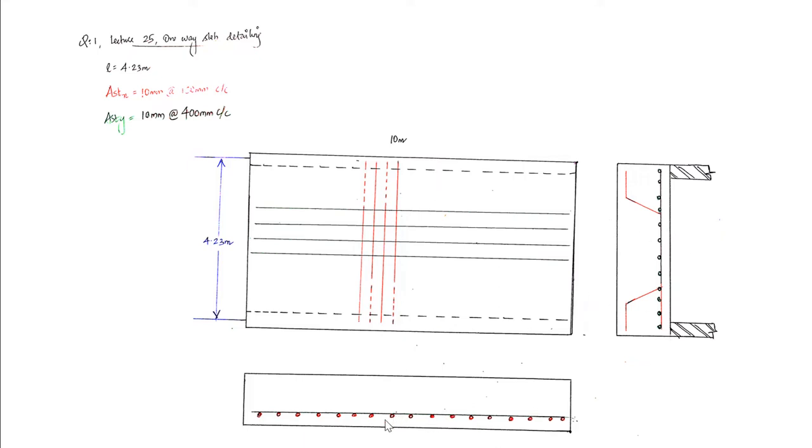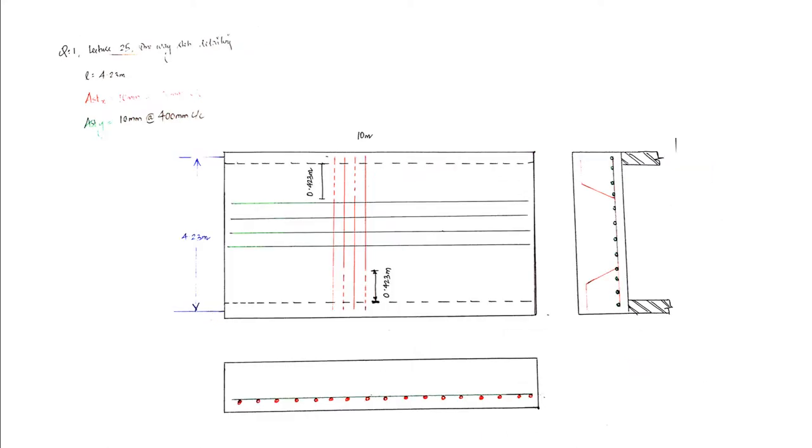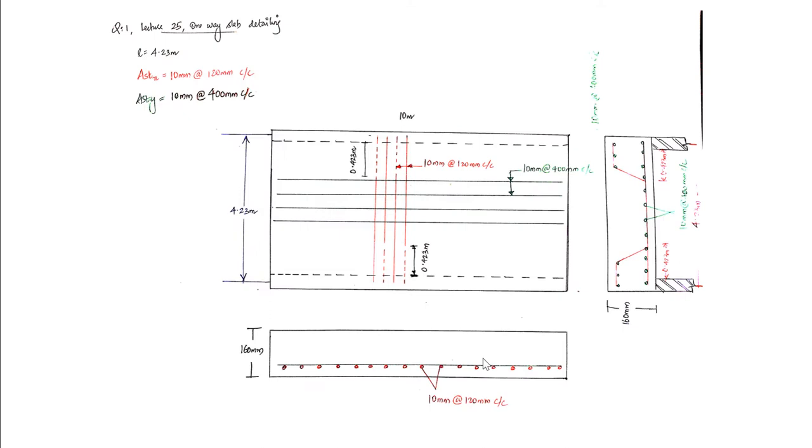This is because this is having higher weight. The ASTX reinforcement having more weight. As a result, we will place it below the less weight bars, that is ASTY. So this distance you need to note, that is 0.423 meter, that is 0.1 L from the support. And completing it, this is 10 mm and 120 mm center to center, that is your ASTX. You can denote it like this. This is 10 mm at 120 mm center to center, this is 10 mm at 400 mm center to center, and in the view you can see it like this. So that's for your first question, one-way slab detailing.